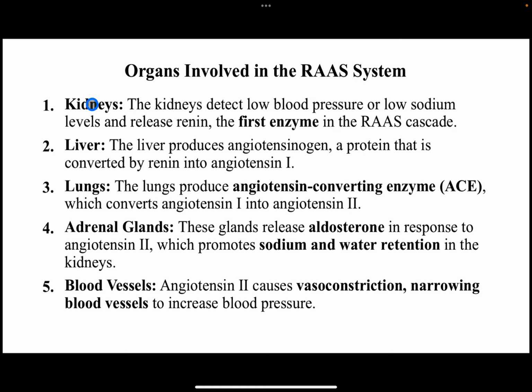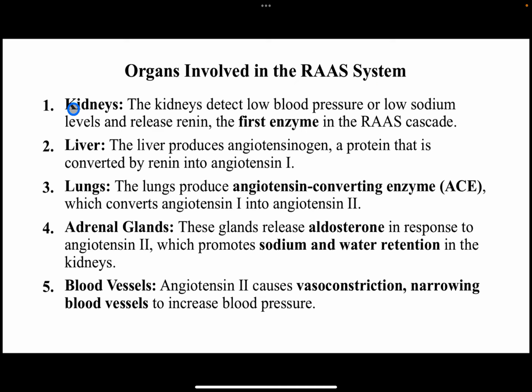Now, these 5 organs, or structures, are all involved in the renin-angiotensin-aldosterone system. First of all, you need to know the organs or structures involved in this system before you can understand the mechanism. You should know all the organs that are involved.